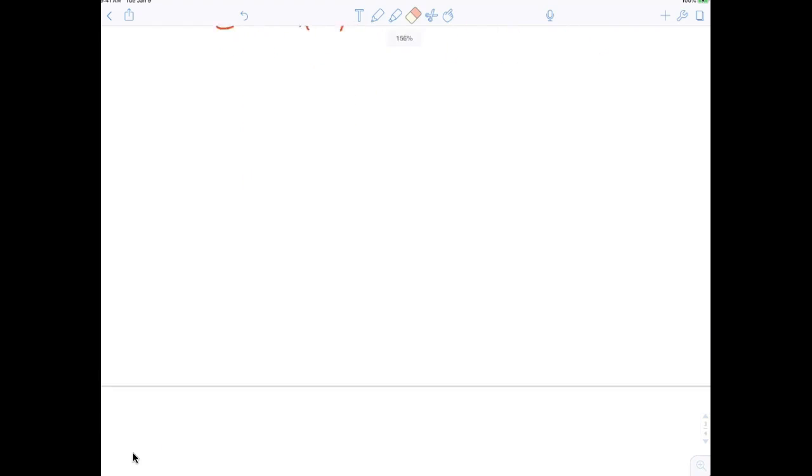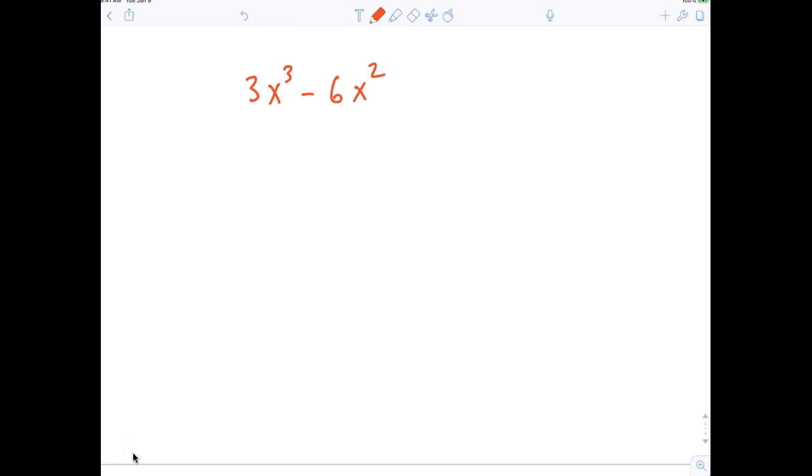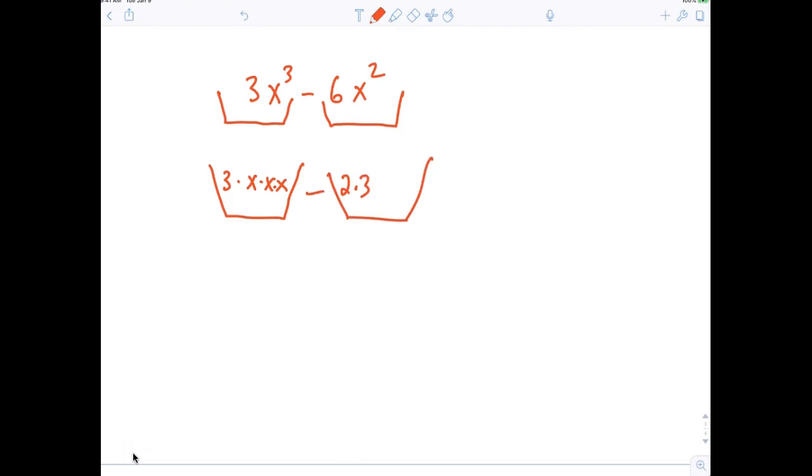So you're just continuing to listen. If I said, for example, 3x cubed minus 6x squared, here's generally what I tell kids. Think of them like they're in buckets. In the first bucket you have 3x cubed. In the second bucket you have 6x squared. The first bucket is the same as 3 times x times x times x. And the second bucket, you have 2 times 3 times x times x. Everybody agree with that?